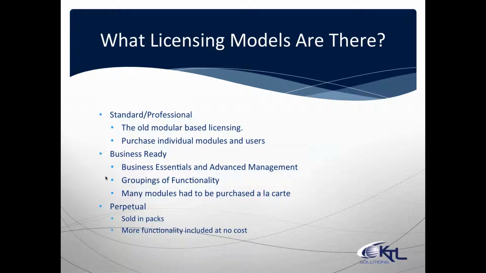So this is the three models that I was talking about. So Standard and Professional, that was the old modular-based pricing. Business Ready, which was Business Essentials, groupings of functionality existed in those two. And then some of the modules still had to be purchased a la carte, such as Smart List Builder and things like that. The perpetual now is sold in packs, and you get a lot more functionality included in the perpetual licensing than you would, say, if you start out with Business Essentials if you're on that licensing model now.